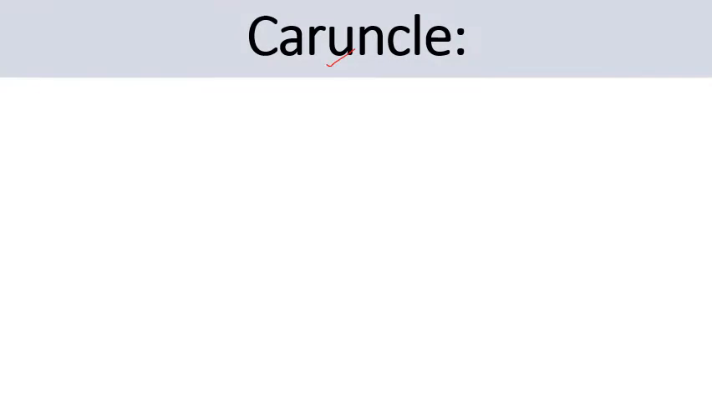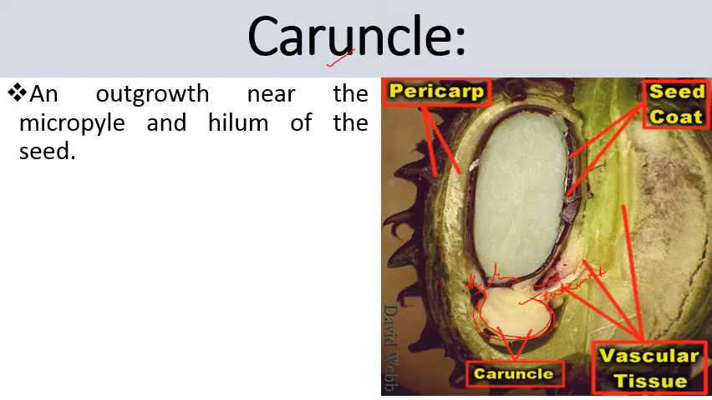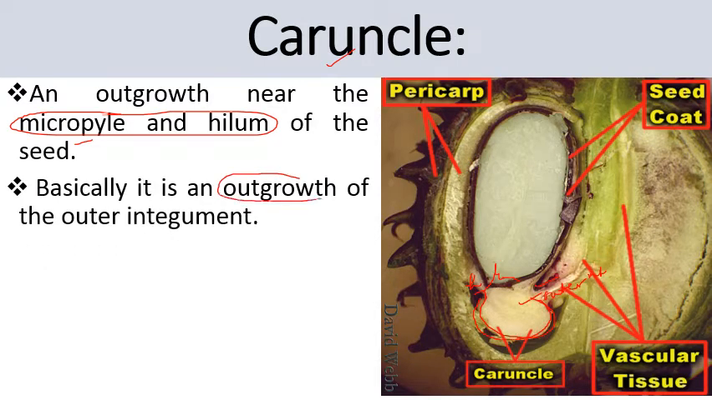Next structure is caruncle. This structure is present near the micropyle or hilum of the seed. जो micropyle है और hilum है seed का, उसके पास as an outgrowth present होता है. Basically this is an outgrowth of the outer integument. जो outer integument है उसकी एक outgrowth है. Firstly it grows, then it moves in the backward direction and covers the ovule partially, and this structure is known as caruncle. So it is an outgrowth near the micropyle and hilum of the seed. Micropyle और hilum के पास ये present होता है seed के. Basically it is an outgrowth of the outer integument.